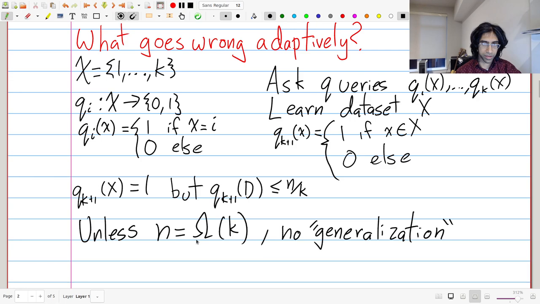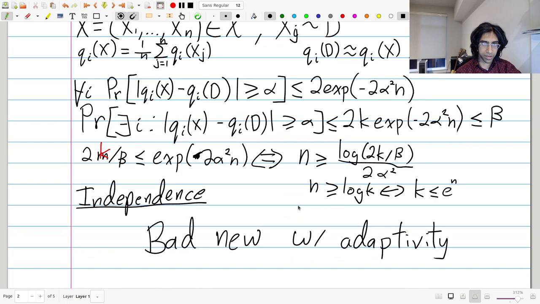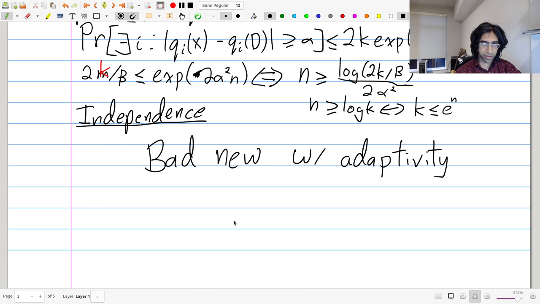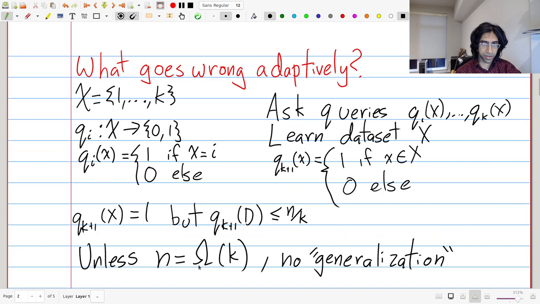But before, what we saw is that we would be fine as long as n was greater than or equal to log k. So we see now that there is an exponential gap in the number of things that we can answer. Before, we could answer exponentially many, but here now we can only answer linearly many for this sort of thing.